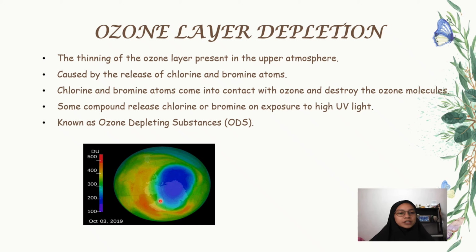It is caused by the release of chlorine and bromine atoms. The atoms come into contact with the ozone and destroy the molecules. One chlorine atom can destroy over 100,000 ozone molecules. Some compounds release chlorine or bromine when exposed to intense ultraviolet light in the stratosphere. They contribute to ozone depletion and are called ozone depleting substances, ODS.